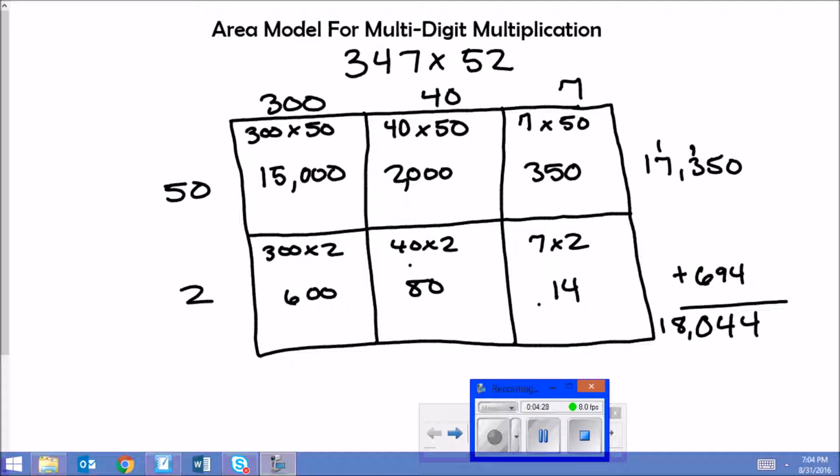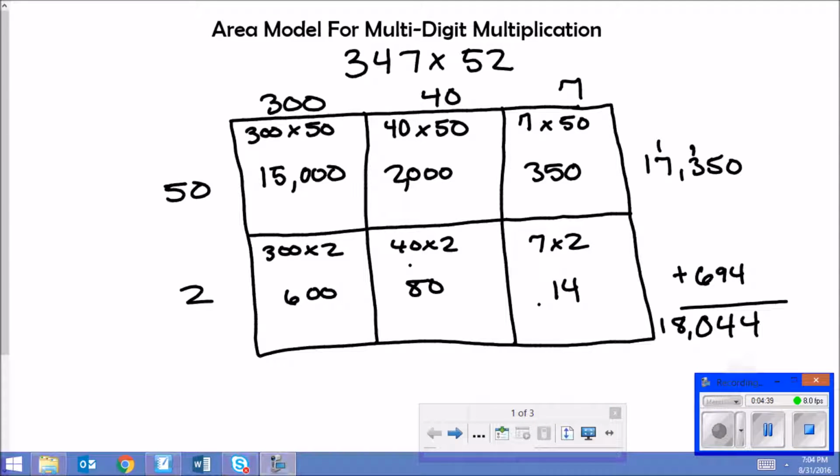Now, if you wanted to, you could use your calculator to type in 347 times 52 quickly just to verify the answer. In the next example that we're going to work, we're actually going to use the standard algorithm, and we'll have a chance there to confirm whether or not 18,044 is the correct answer.